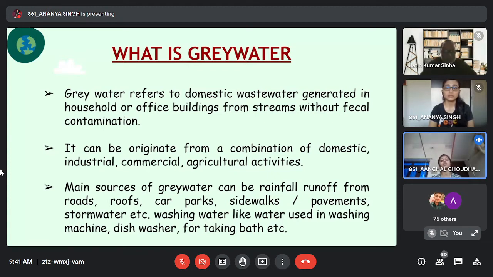Main sources of grey water can be rainfall runoff from roads, car parks, roofs, sidewalks, storm water, etc. Washing water, like water used in the washing machine, dishwasher, or for taking a bath, etc. So now I am handing over the presentation to Ananya.